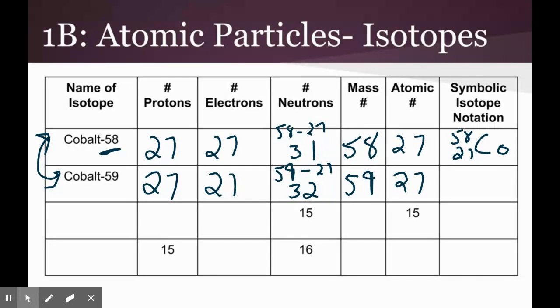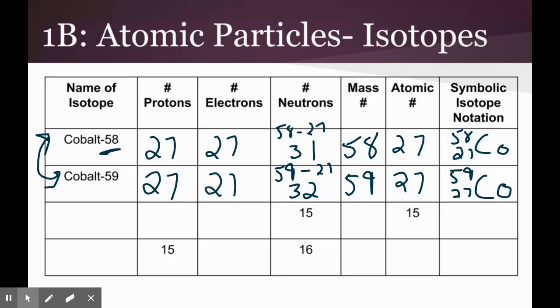So let's fill out symbolic isotope notation. So the symbol is Co. Atomic number is the same, 27. Mass number for this one is 59. So if we look, these two are isotopes of each other. They're the same element, so they have the same atomic number and same number of protons as each other. The number of neutrons and therefore the mass number is different.